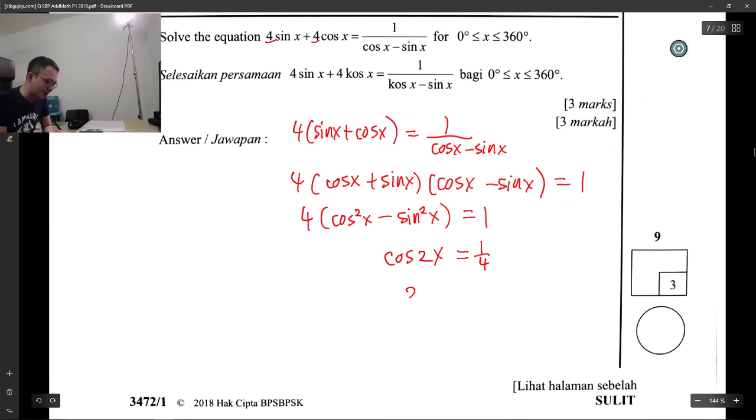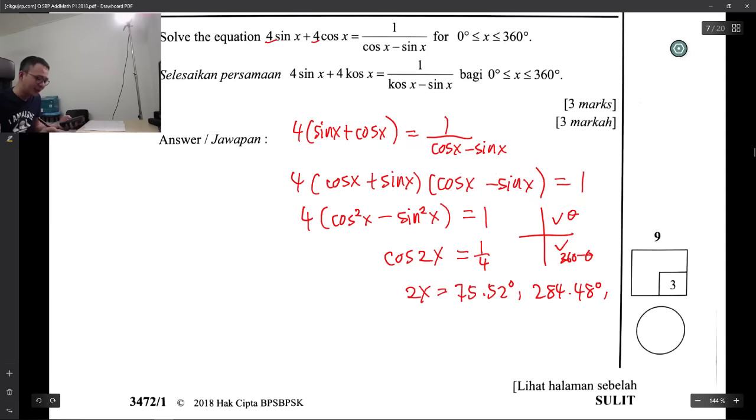Alright, then this is cos 2x, then I will move the cos to the other side. The shift cos 1 over 4. So you get 75.52. And then cos, this is positive, right? Cos is positive in the first and last quadrants. First is theta, last is 360 minus theta, right? Then I will use 360 minus my answer here. It's 284.48.